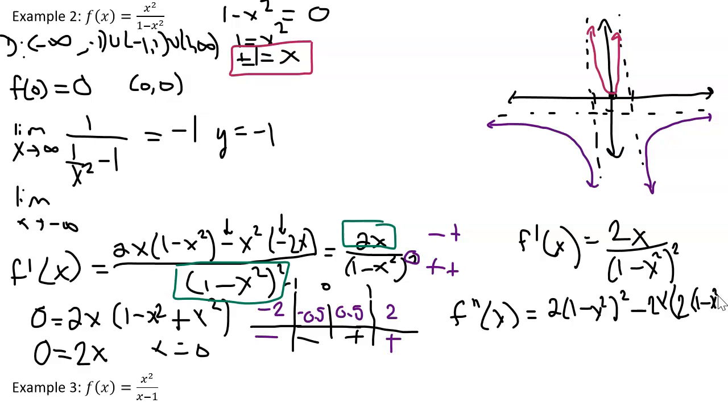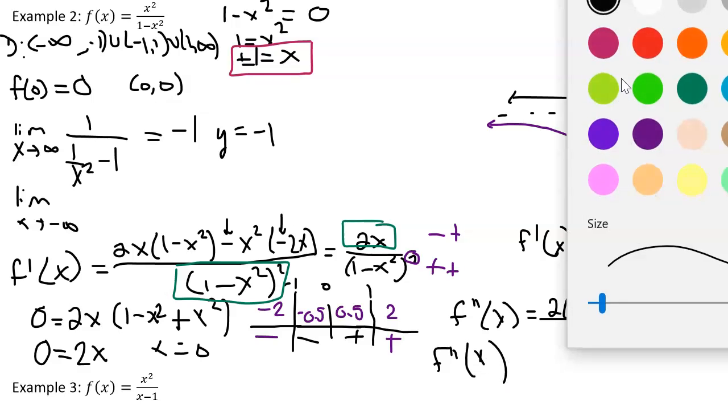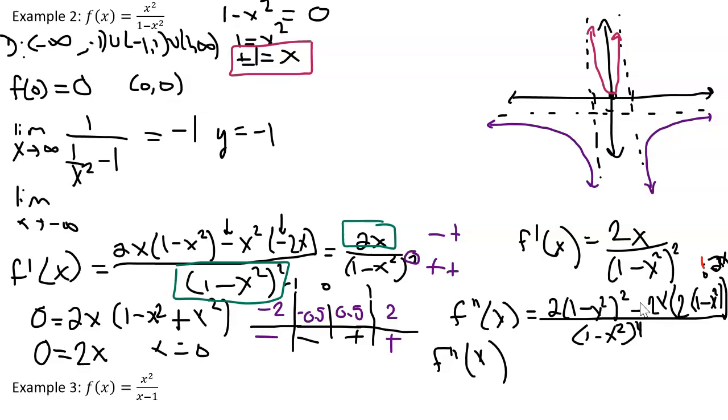I'm running out of room. Times an additional negative 2x. So I can say it out loud, but I can't quite get it in my window. All over the denominator squared, and since the denominator was already squared, this is going to make it to the 4th power. Simplifying this numerator, I'm going to use some red just to make it more distinctive. These negatives are going to cancel. And we've got 2x times 2 times 2x, which is 8x. Just make a note of that.